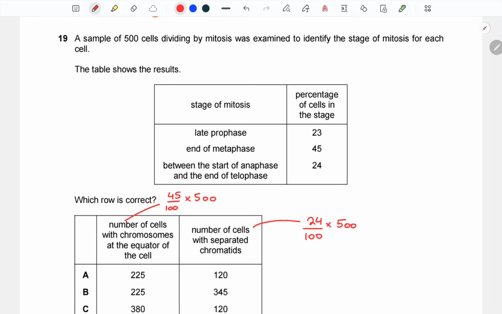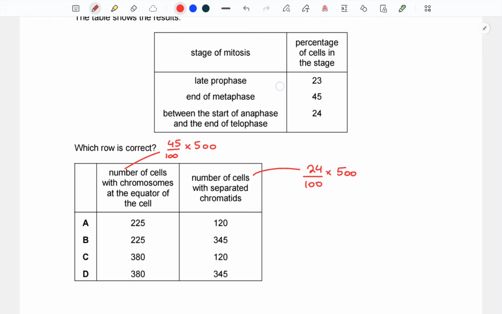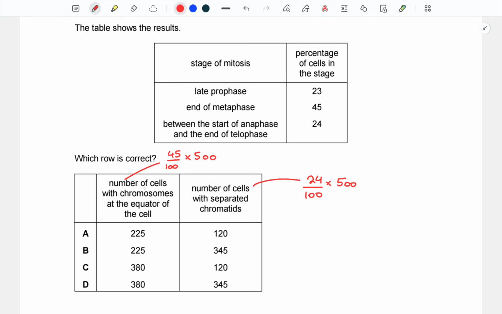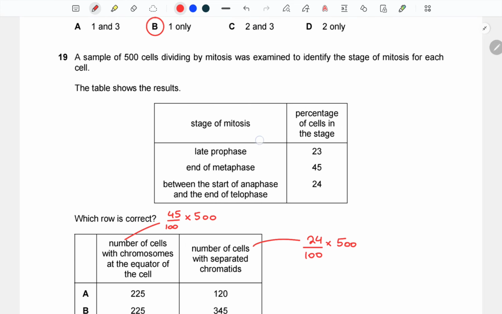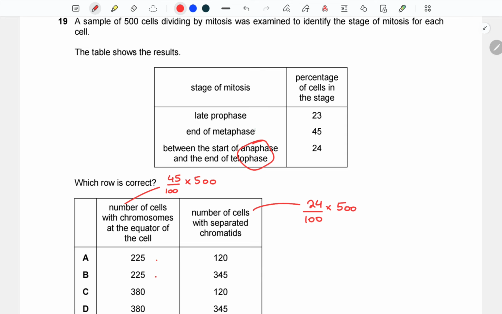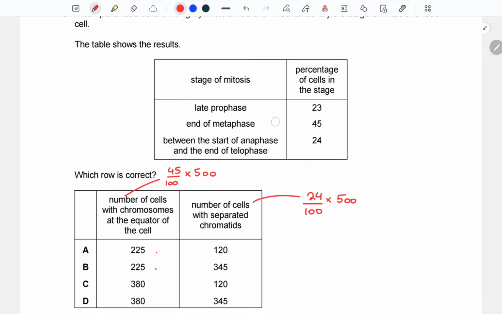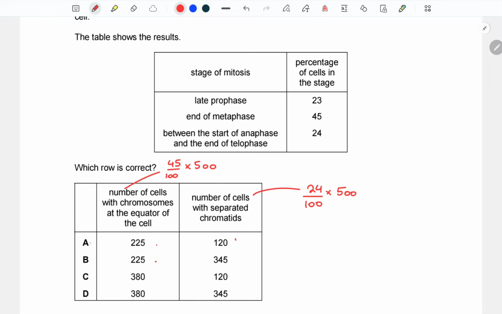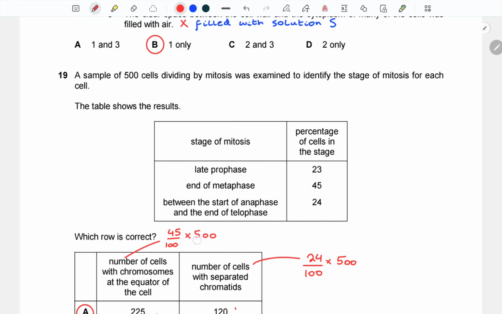19. A sample of 500 cells dividing by mitosis was examined to identify the stage of mitosis for each cell. The table shows the results. Which row is correct? The number of cells with chromosomes at the equator of the cell, this basically explains metaphase. So we take 45% of 500, which gives us 225. Number of cells with separated chromatids, this is talking about anaphase, so this is 24% of 500, which gives us finally 120. Hence our answer should be A.